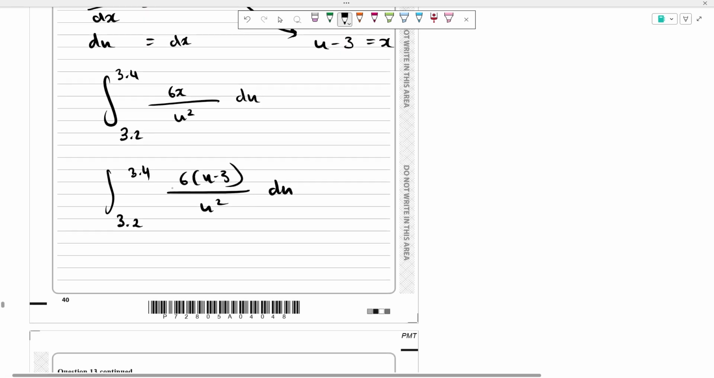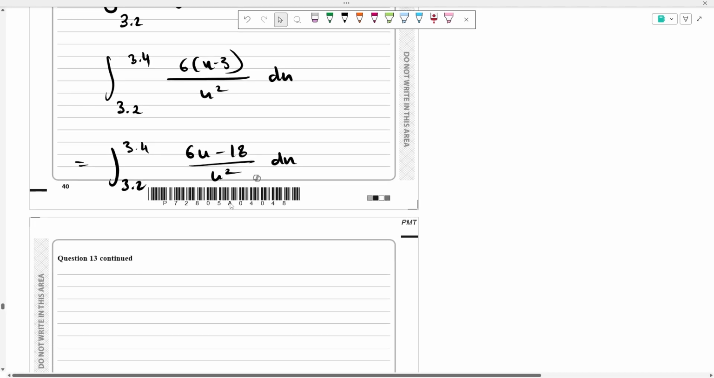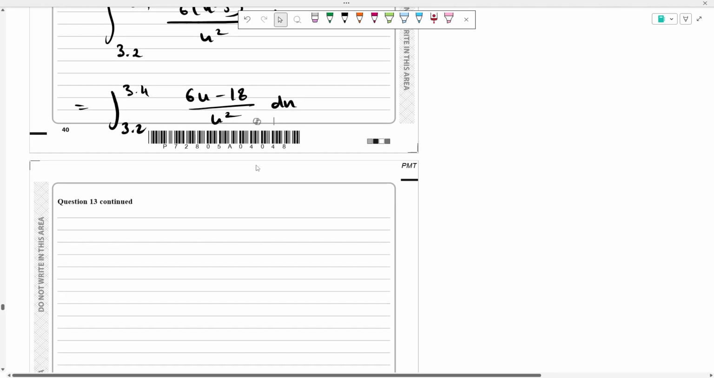I'm going to expand this out, so I end up with the integral of 3.2, 3.4. In fact, we can even move the 6 out, but you know what? Let's just keep it there for now. 6u minus 18 over u squared du. And you can see now the u squares can actually divide very, very nicely for each of the terms.